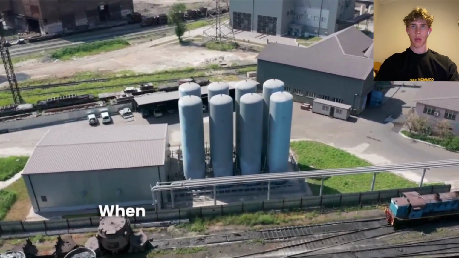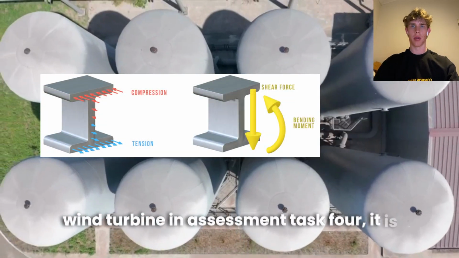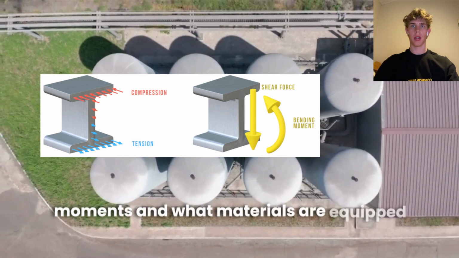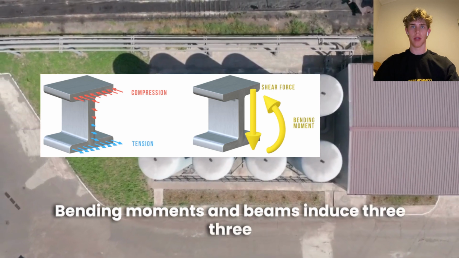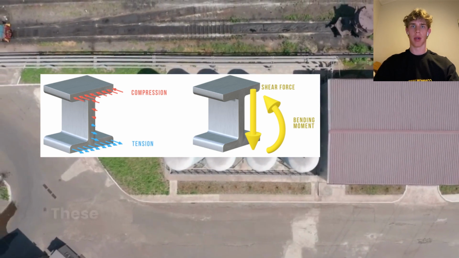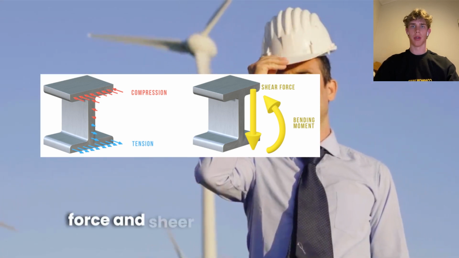or cost. When selecting materials for the components of your wind turbine in Assessment Task 4, it is critical to consider the forces induced by bending moments and what materials are equipped with the properties to manage them. Bending moments and beams induce three internal reaction forces that attempt to counter the flexing of the member. These three reaction forces are compressive force, tensile force, and shear force.